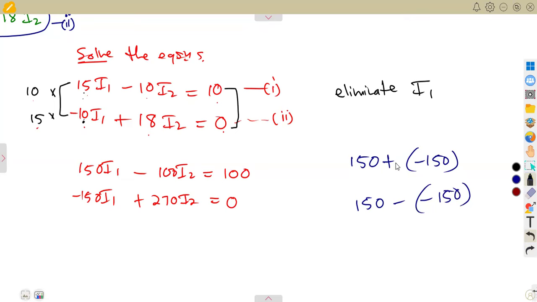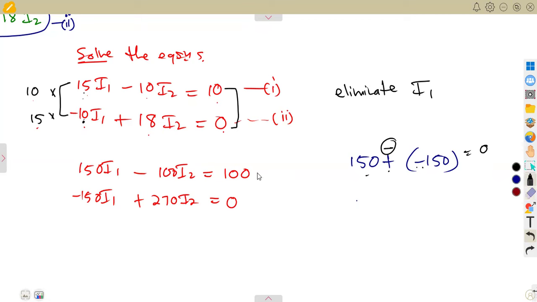So you have to choose the sign. Is it a plus or is it a minus? If you subtract, it will be minus minus, which is a plus, which is 300. You have not eliminated I1 because it will be 300 I1. But if you put a plus, it's plus and minus, that's a minus. 150 minus 150, that's a 0. That is, we have eliminated this current.